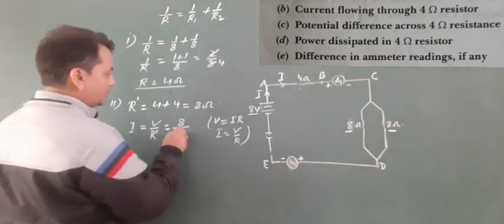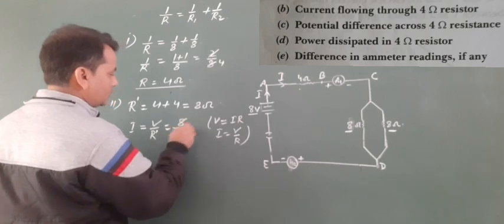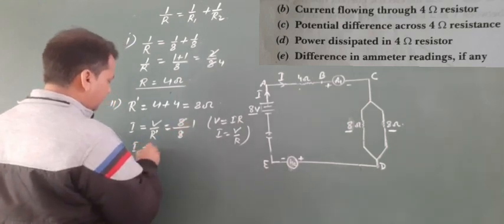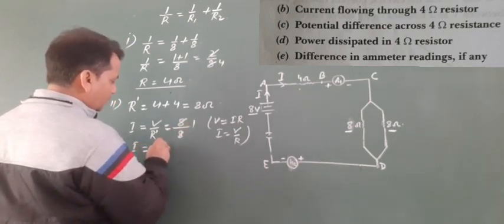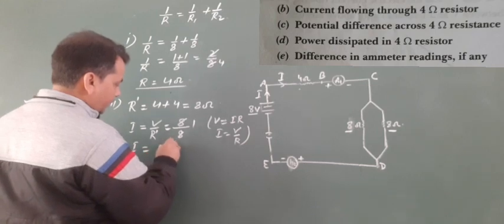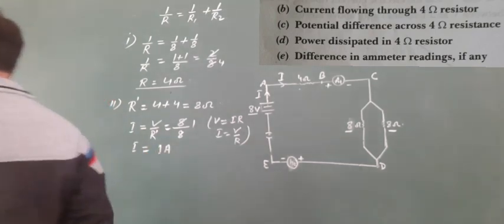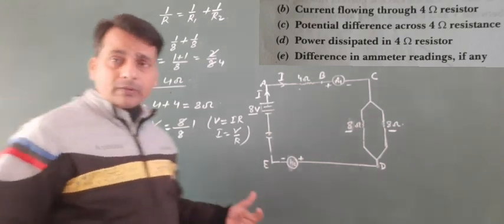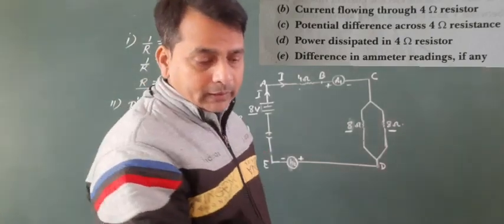So 8 by 8 equals 1. The value of current is 1 ampere.